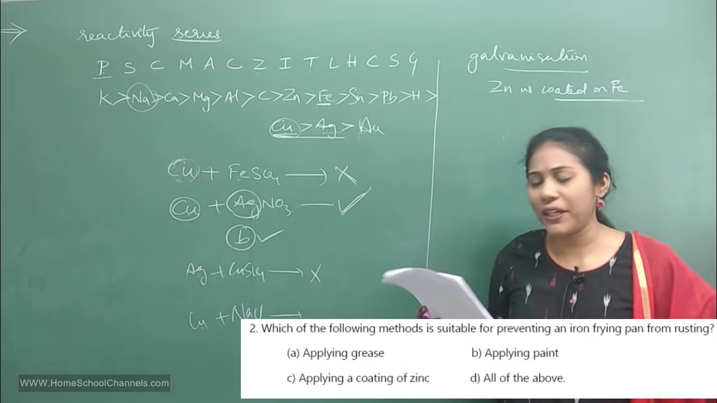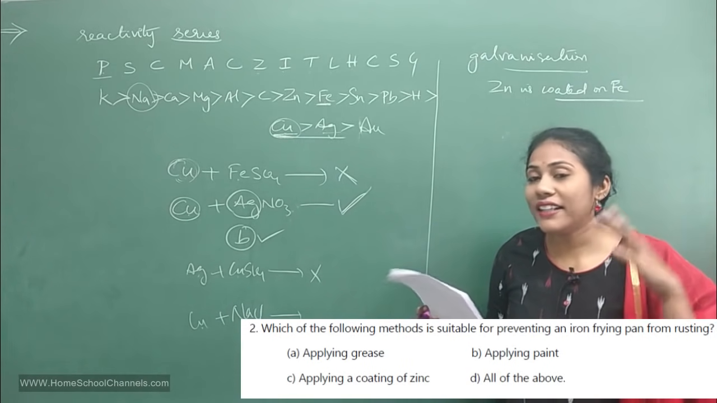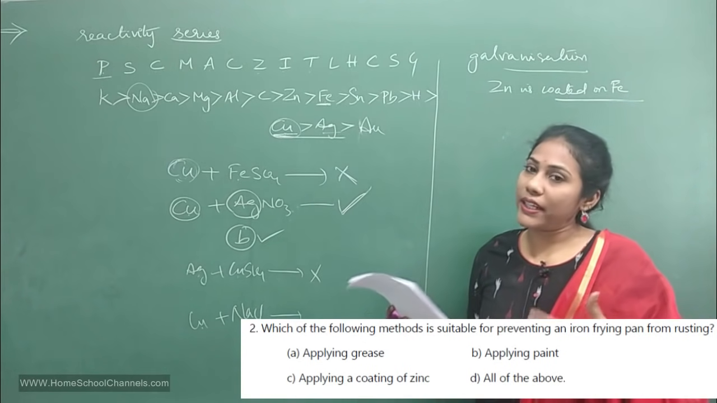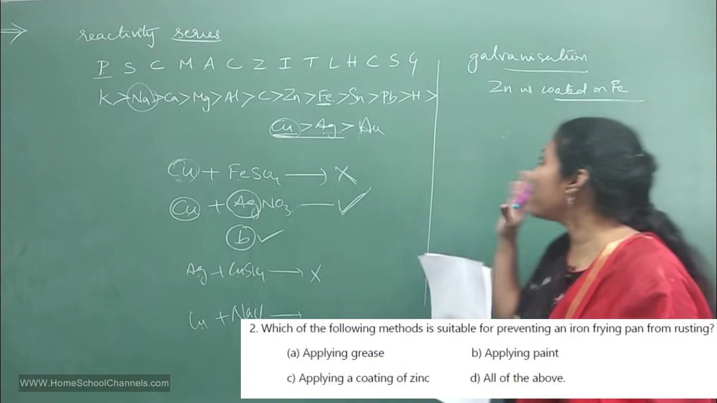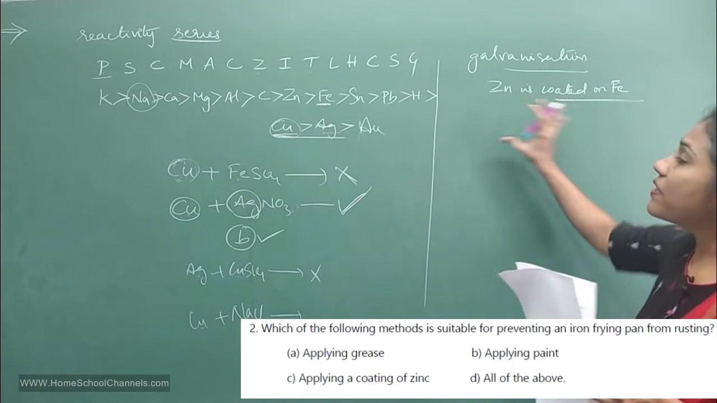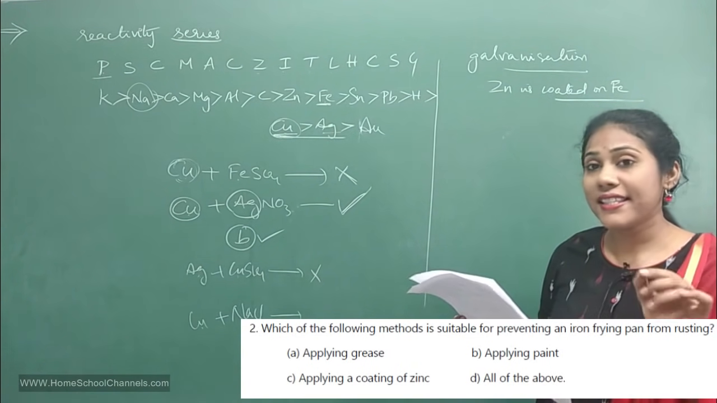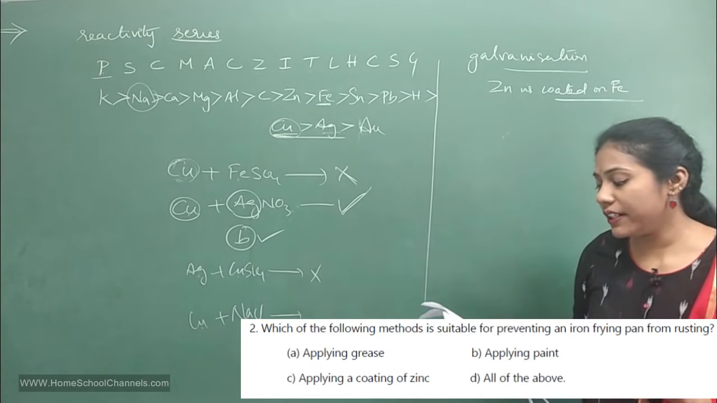Option D is all of the above. It's not all of the above. You can't use grease in this case and you can't use paint also in this case. But you can use galvanization. That is, you can give a coating of zinc on iron utensils. Okay, so option C is correct. Let's go for the third question.